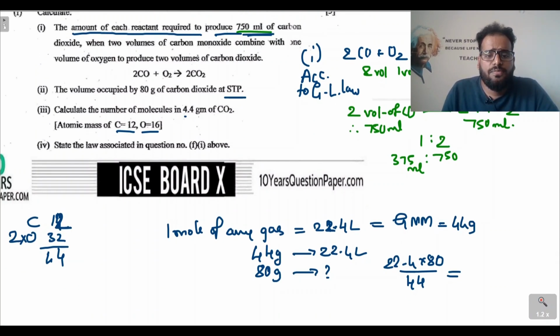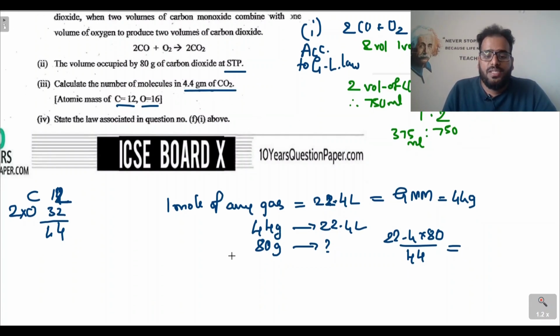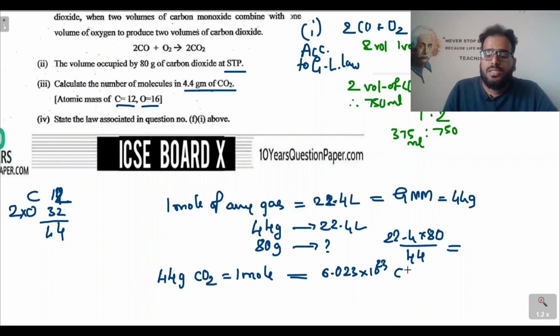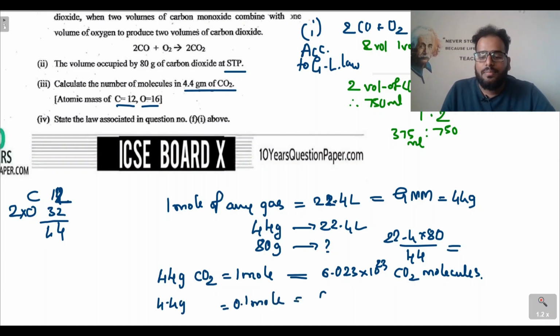Calculate the number of molecules in 4.4 gram of CO2. See, number of molecules in 4.4 gram of CO2. 44 gram of CO2 means 1 mole. And we know that 1 mole of any gas contains what? Avogadro's number of molecules, that is 6.023 into 10 to the power of 23 CO2 molecules. That is in 44 grams. But they are asking in 4.4 gram, so you have to divide it by 10. So you will get 0.1 mole. Divided by 10, if you do, 0.6023 into 10 to the power of 23, that is 6.023 into 10 to the power of 22 CO2 molecules.